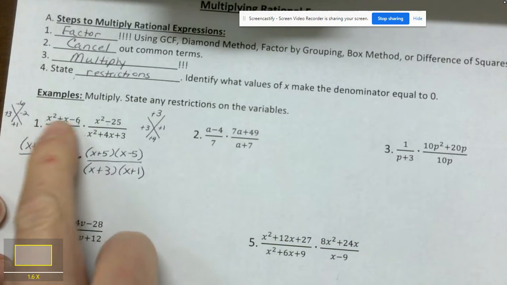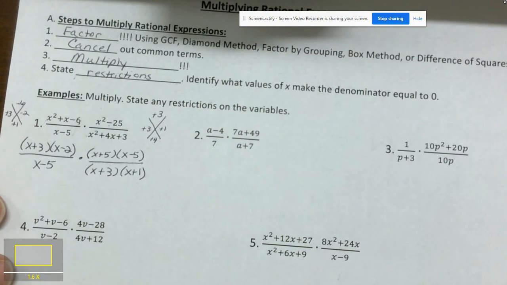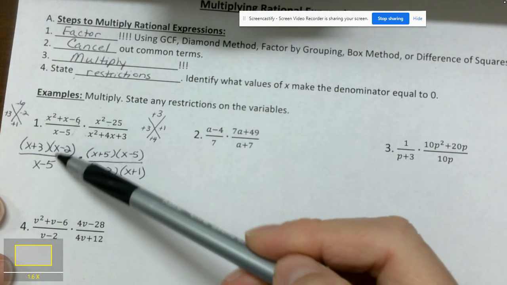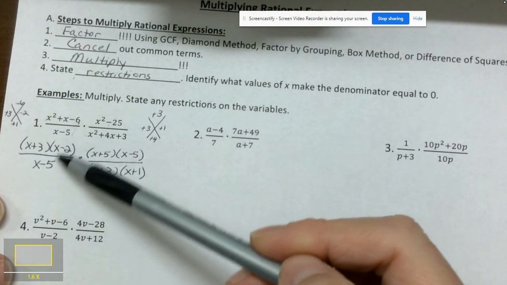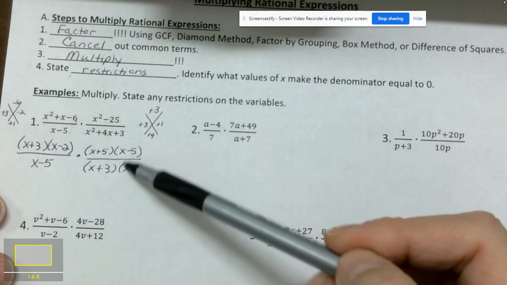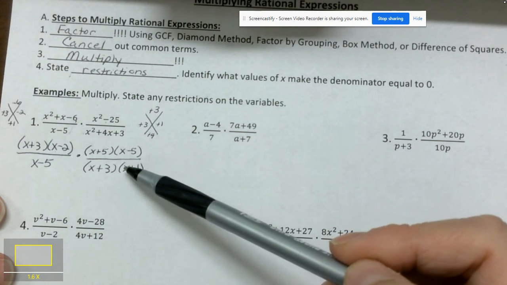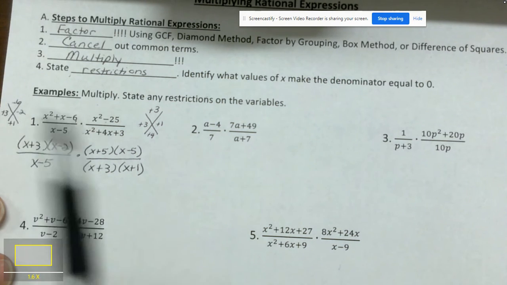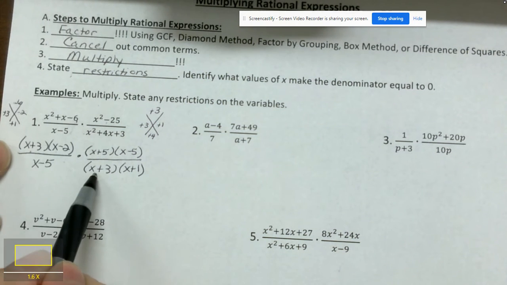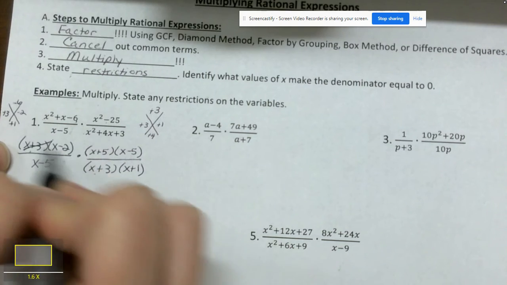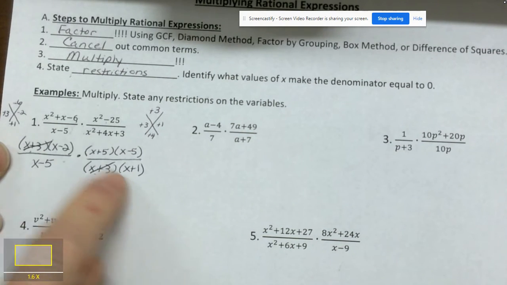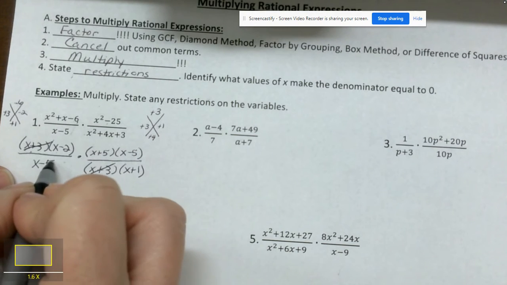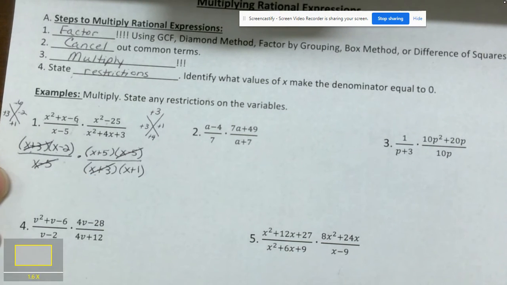Now we have factored each piece that we can factor. Next, we cancel out common terms. So I'm going to look top to bottom here and see if I can cancel out anything. I can't. I'm going to look top to bottom here. I don't have anything in common. What if we look diagonally this way? You can see that we have an x plus 3 and an x plus 3. So we can cancel those out because they are diagonal with each other. If I look diagonally this way, I can cancel out x minus 5 and x minus 5.